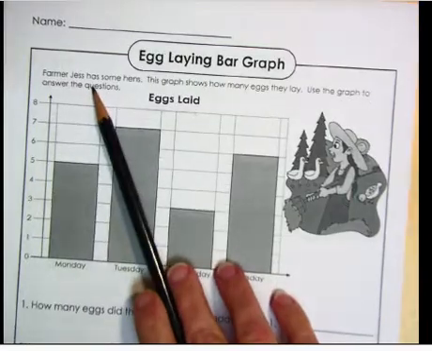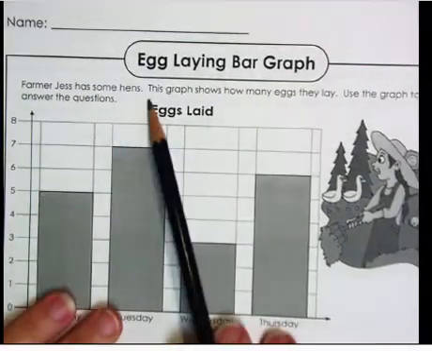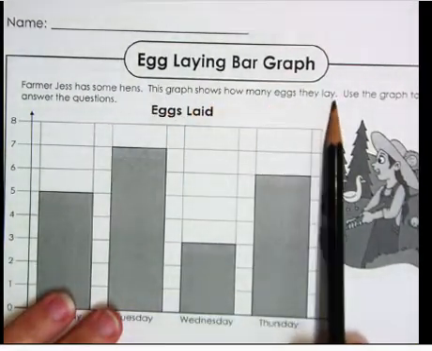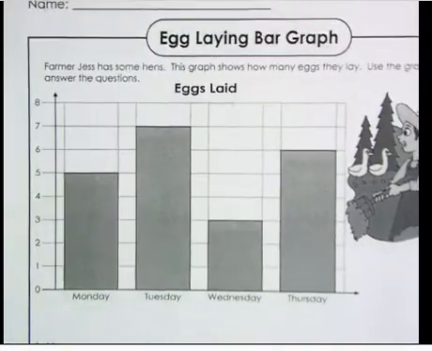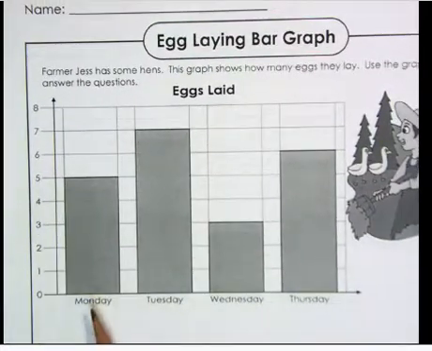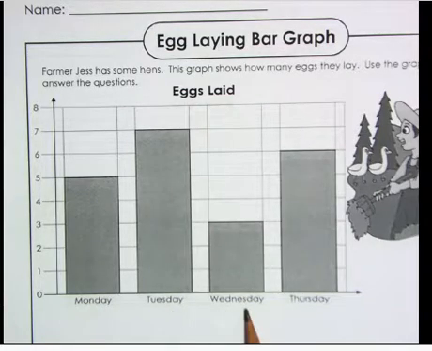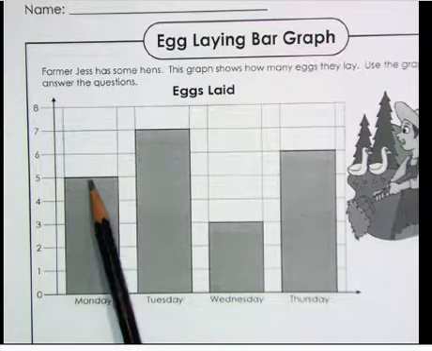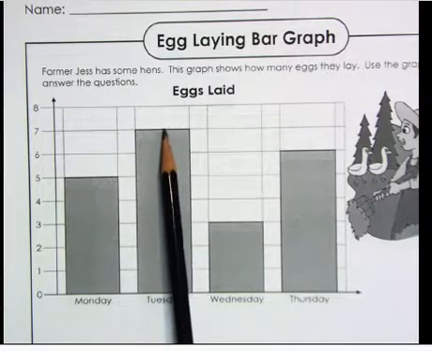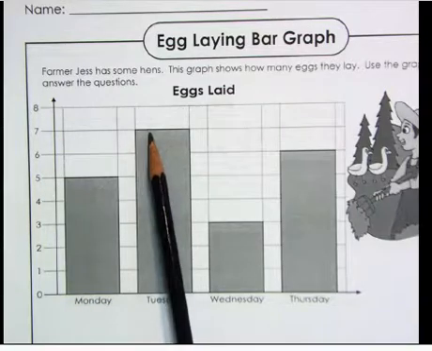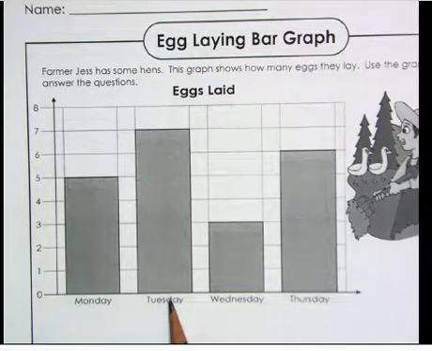So Farmer Jess has some hens. This graph shows how many eggs they lay. Use the graph to answer the questions. Okay, so let's look at our information a little bit more closely. We've got Monday, Tuesday, Wednesday, and Thursday. On Monday, it goes up to 5. Tuesday goes up to 7. So there were 7 eggs laid on Tuesday by the hens.